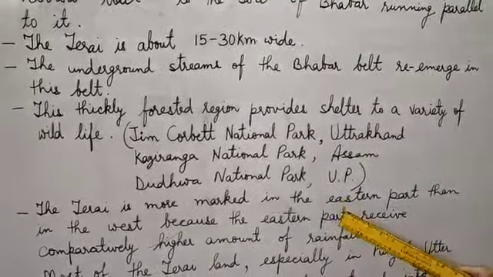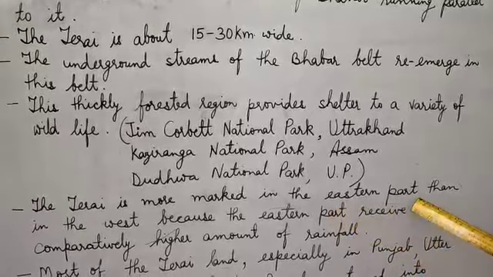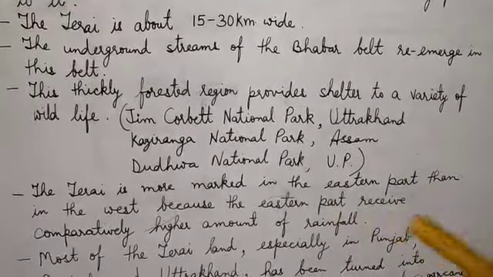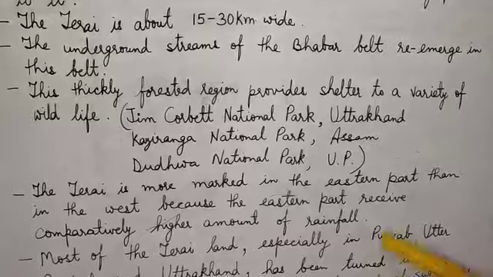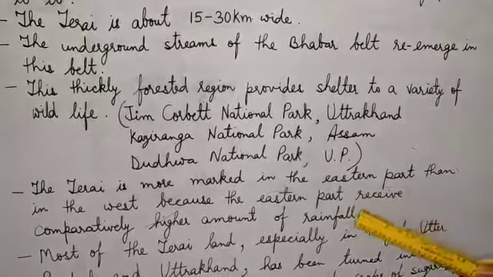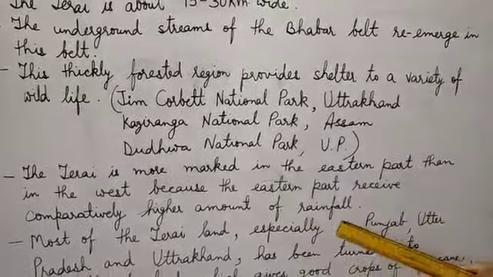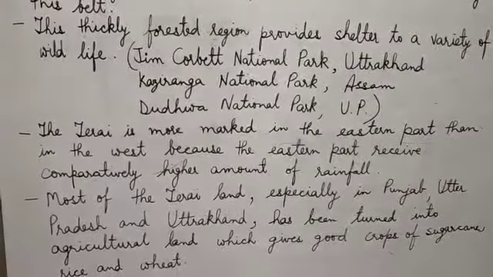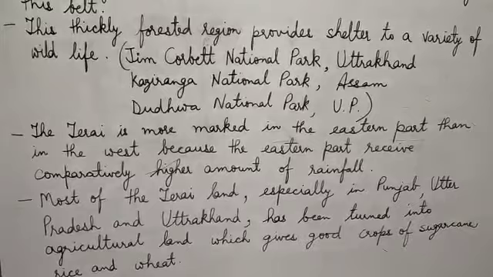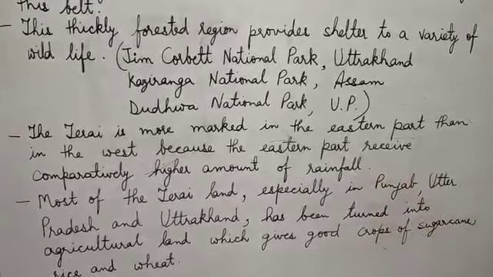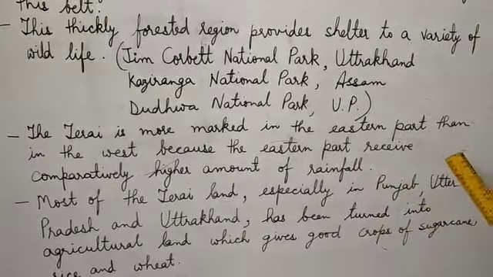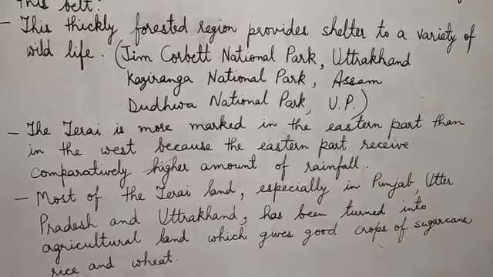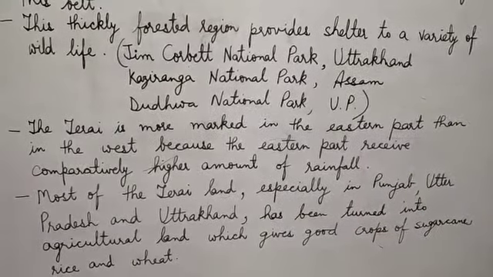The Tarai is more marked in the eastern part than in the western part, because the eastern part receives comparatively a higher amount of rainfall, and that especially the Brahmaputra plain, the plain of Assam, receives more rainfall, so they are more marked in the eastern part.